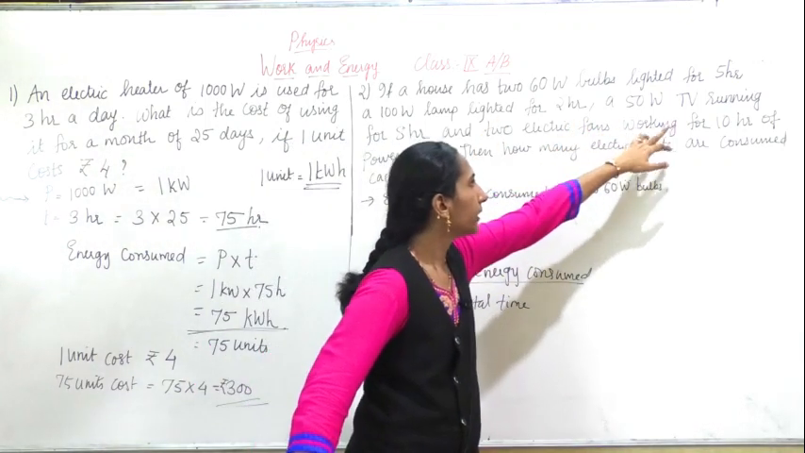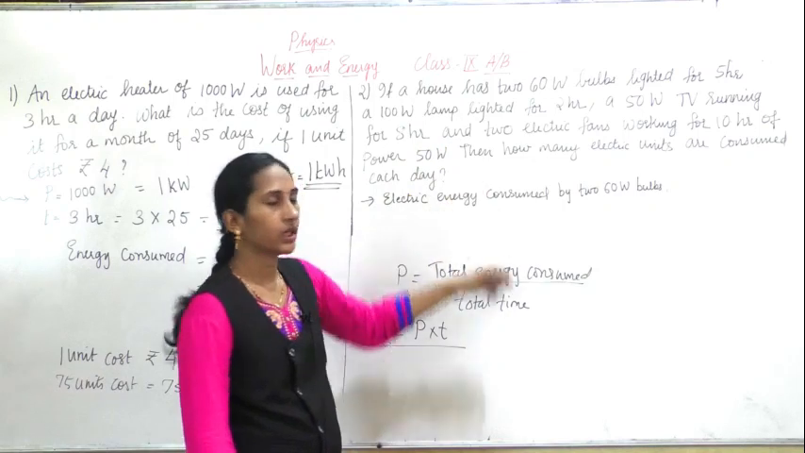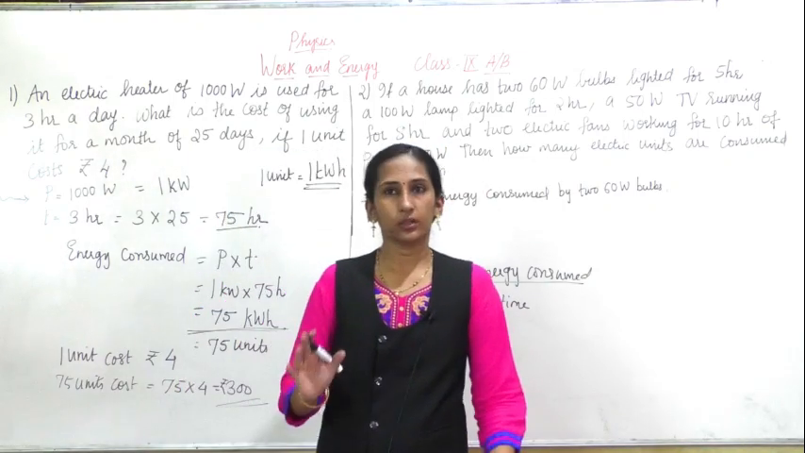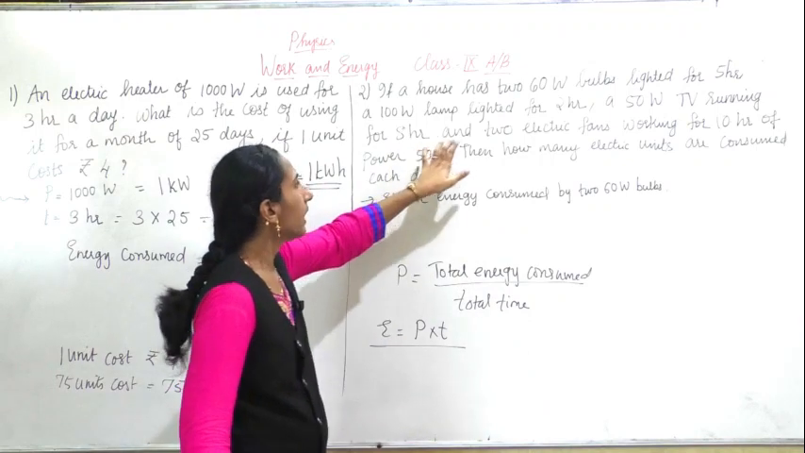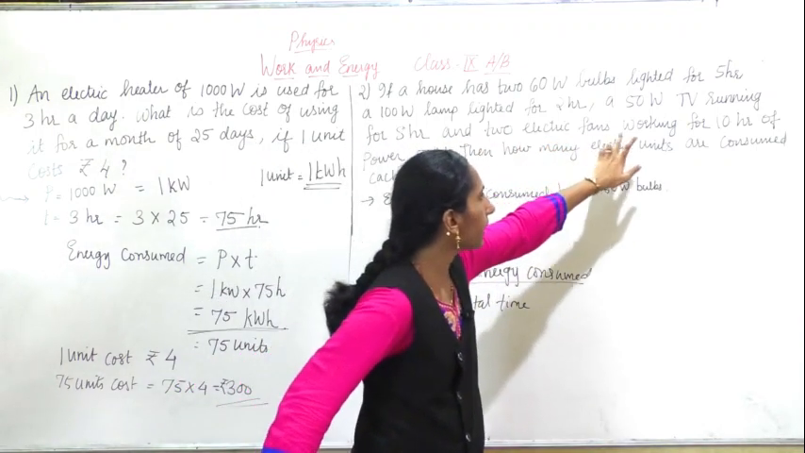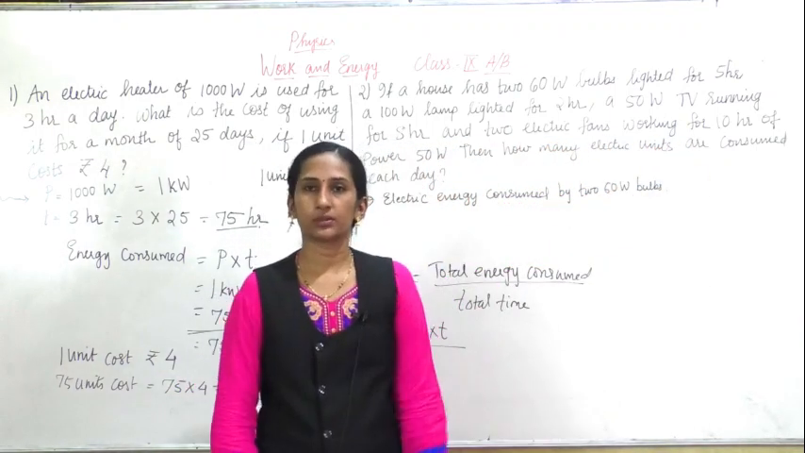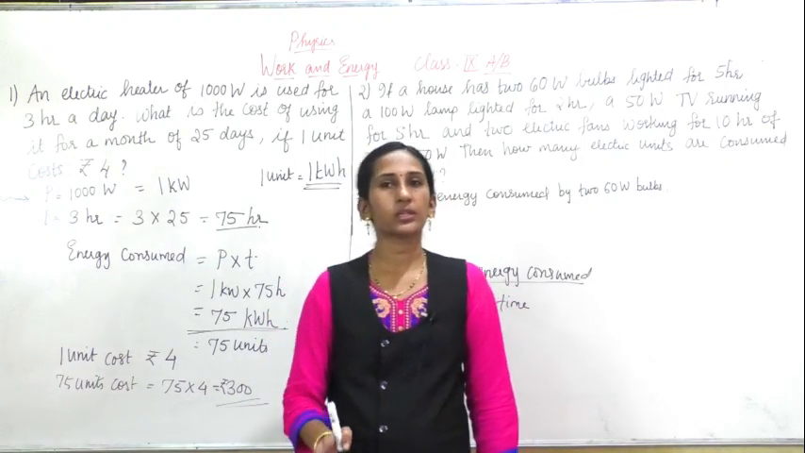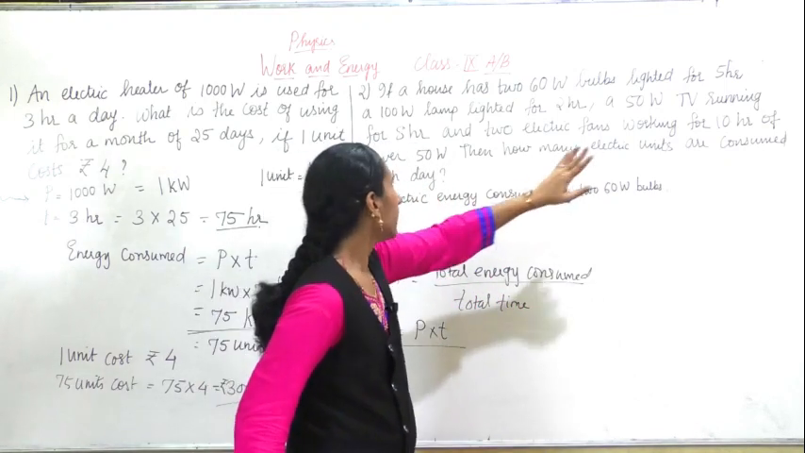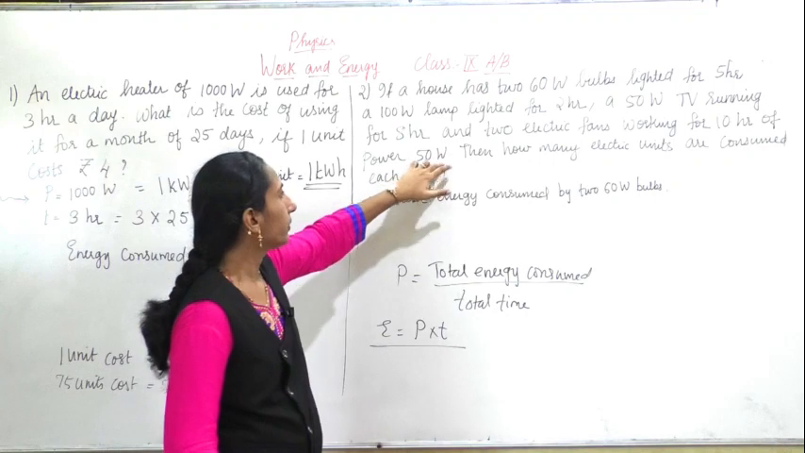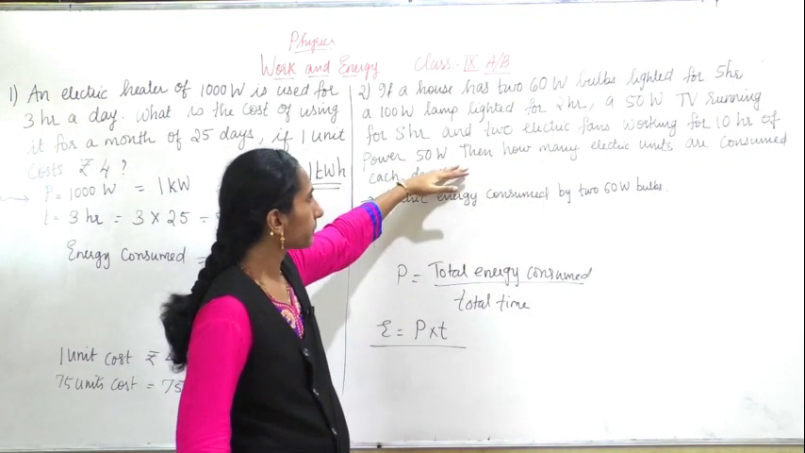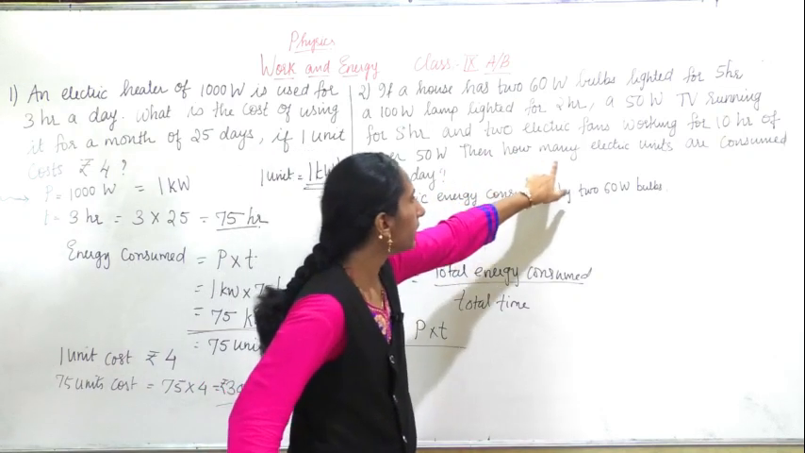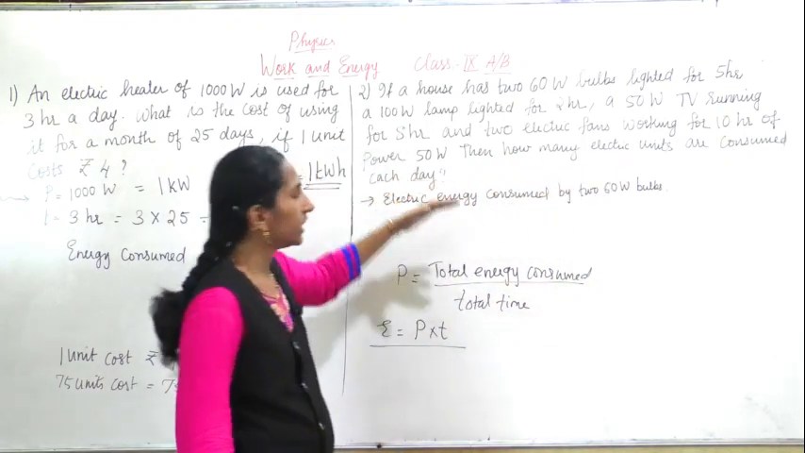A 50-watt TV running for 8 hours. In your home, there is a 50-watt TV which is running for 8 hours, and 2 electric fans working for 10 hours. 2 electric fans are there in the house and they work for 10 hours, and the power of each fan is 50 watt. Then how many electric units are consumed each day?